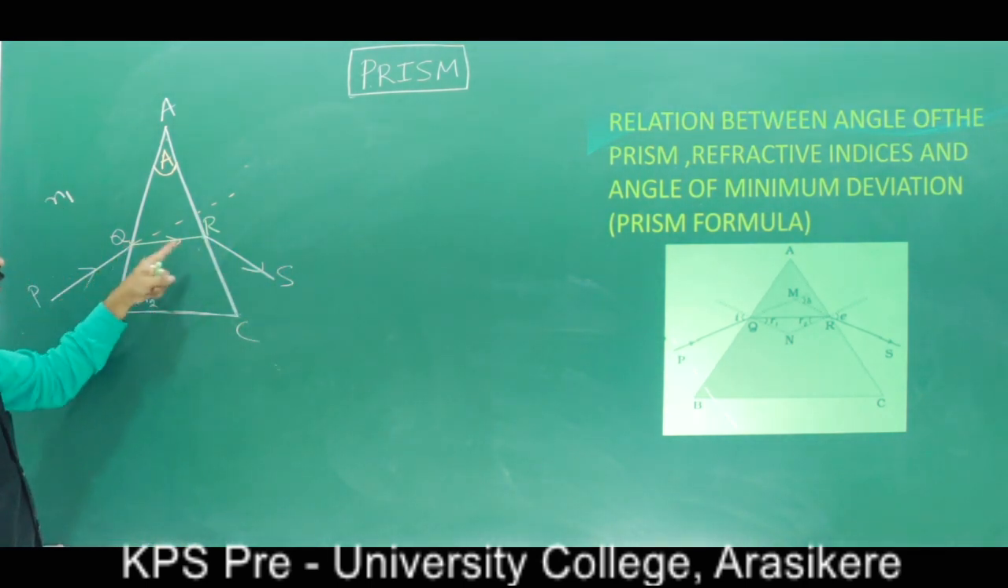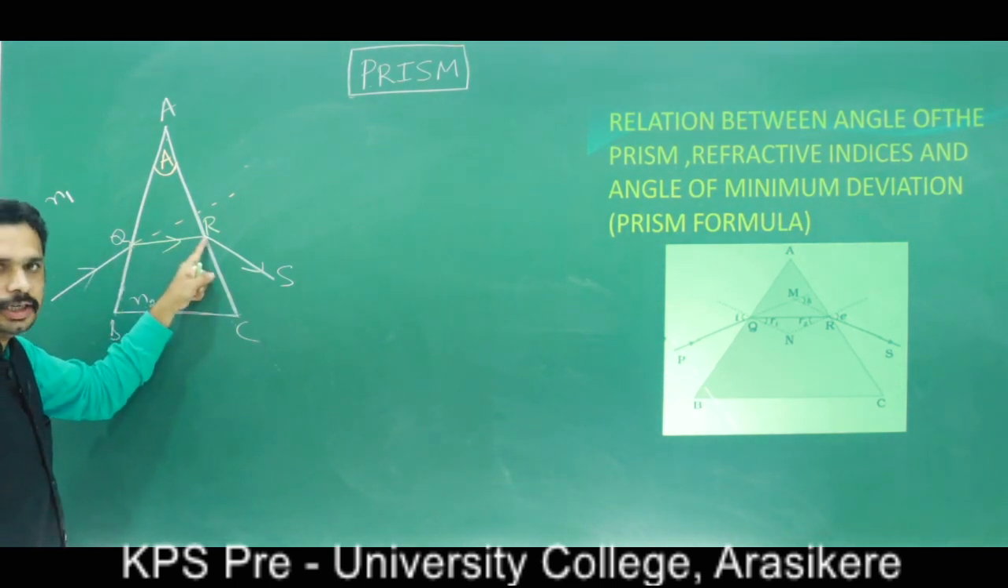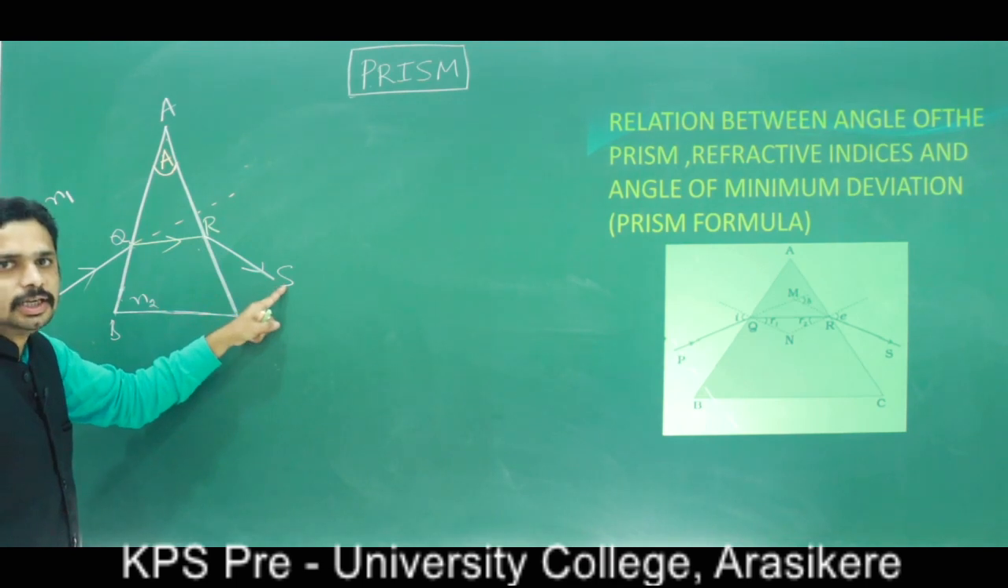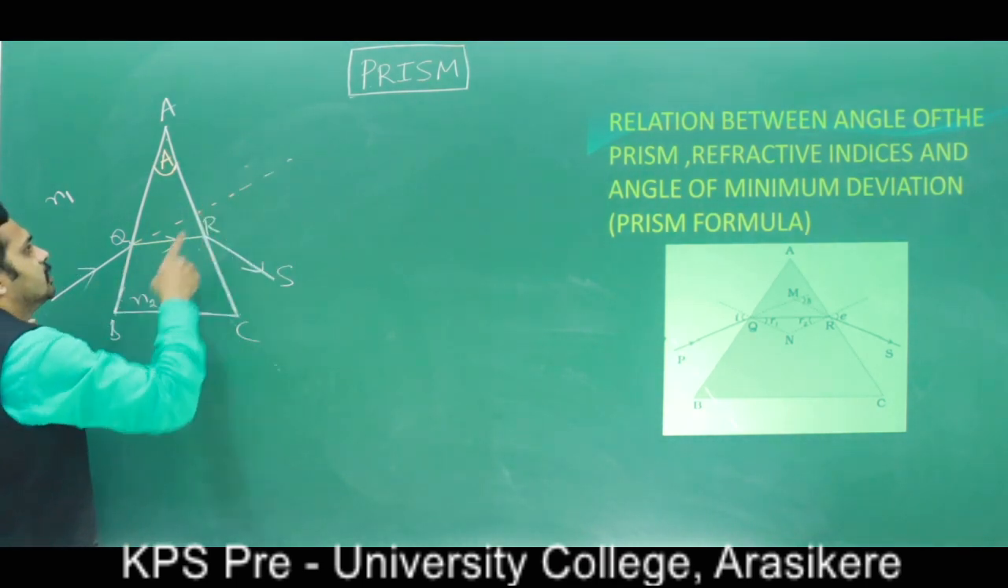PQ is the incident ray, QR is the refracted ray, RS is the emergent ray. Now this is the actual path of the incident ray.